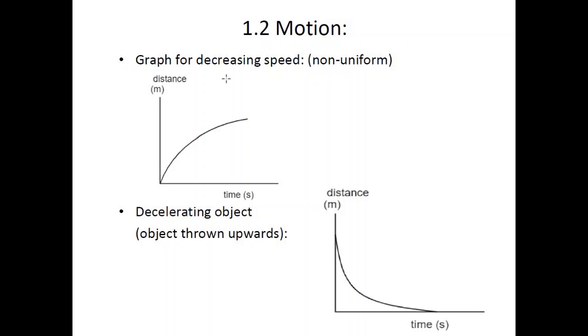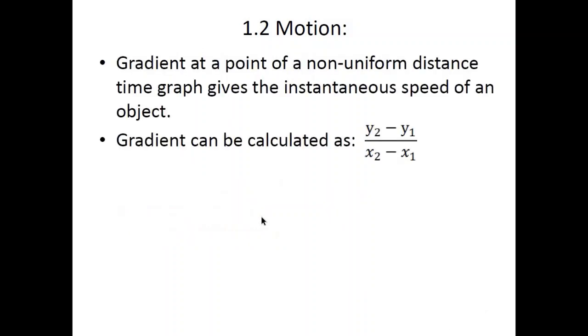Whereas if an object is decelerating, meaning it is thrown upwards, and due to the effects of gravity it is decelerating, then the graph would look something like this. The distance being covered increases with time, but not at a constant rate. It comes to a halt and then it increases.